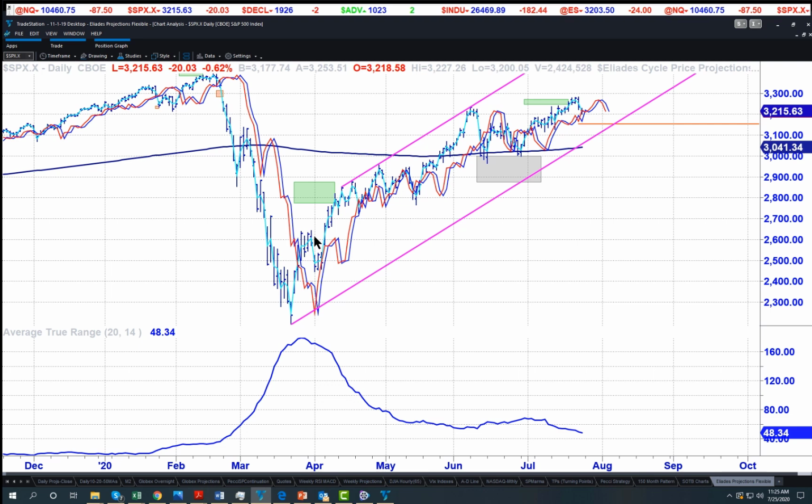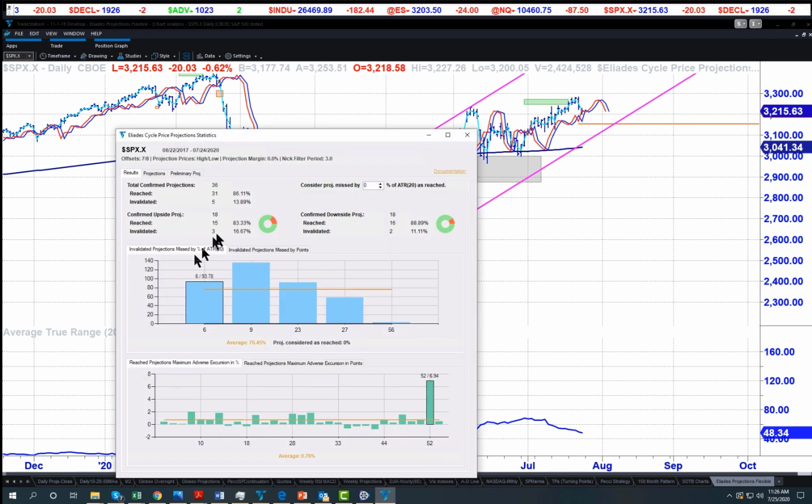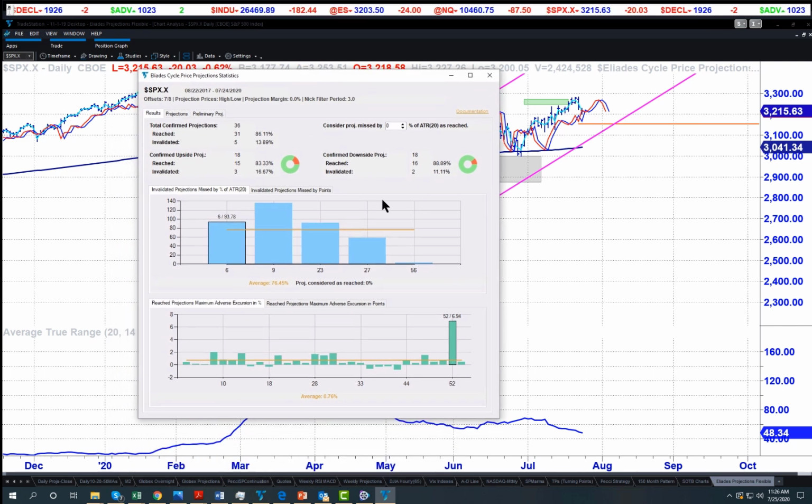Of course, you could get a nick after the first 3 periods, and should that occur, you would have to take that into consideration with your statistics also. So there are so many different ways that the nicks can affect the projections. Okay, so the next thing I want to show you is these functions here.